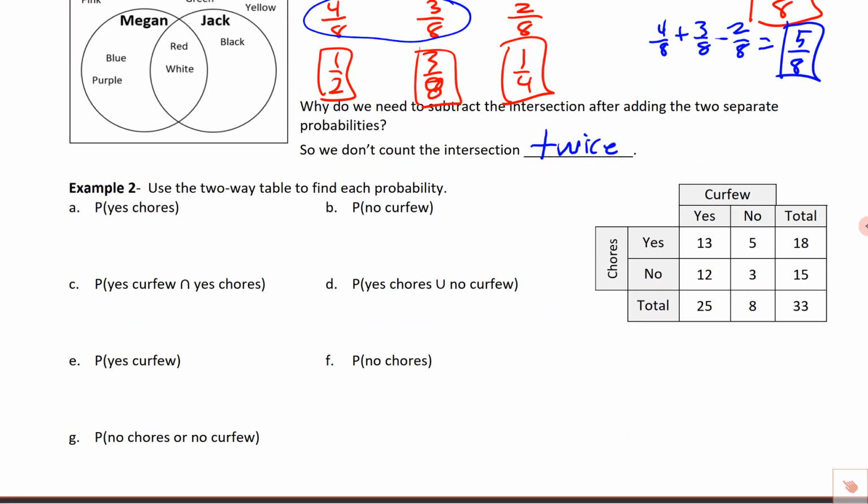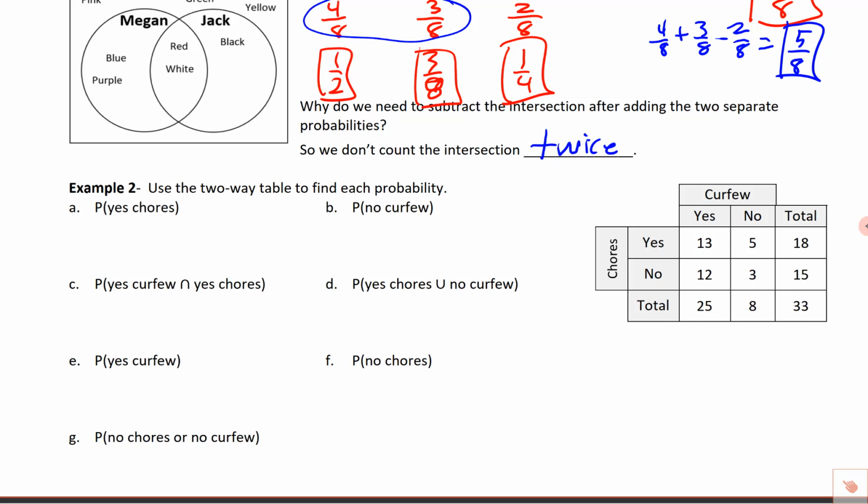But we do need to make sure that we're paying attention here. So this is a frequency table. The joint total is 33. This was chores and curfew. So this is people that had yes chores, no chores, yes curfew, no curfew. And we can identify every one of these in here and we can describe them.